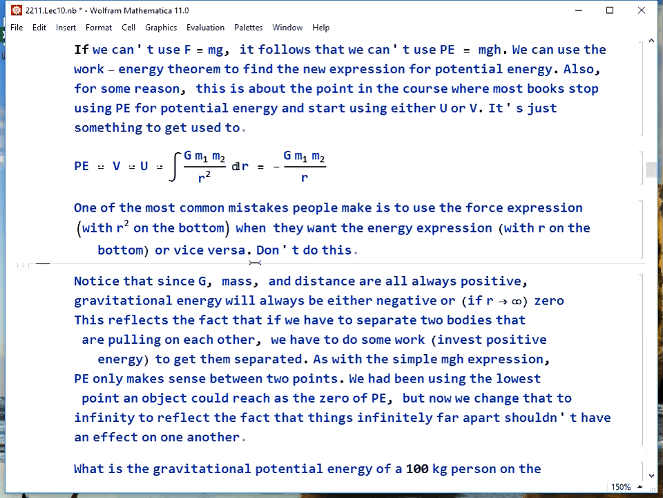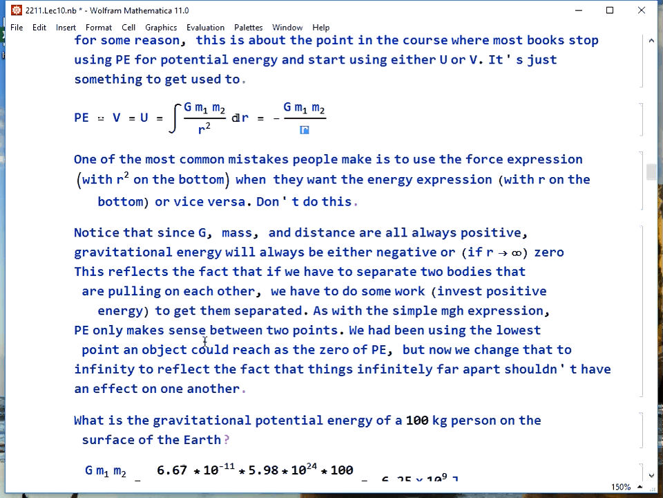Since G and the masses and the distance are always positive, that tells us gravitational energy is always negative, or at best zero if we have two things infinitely far apart. This makes sense because if we have to separate two bodies that are pulling on each other, we're going to have to do some work. We're going to have to invest some energy to separate them by an infinite amount.